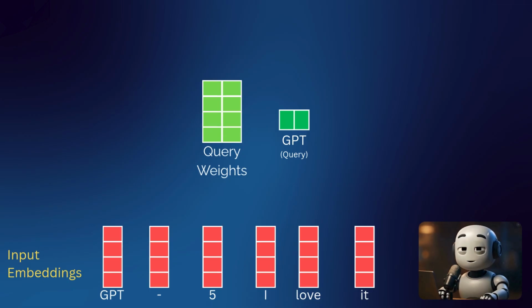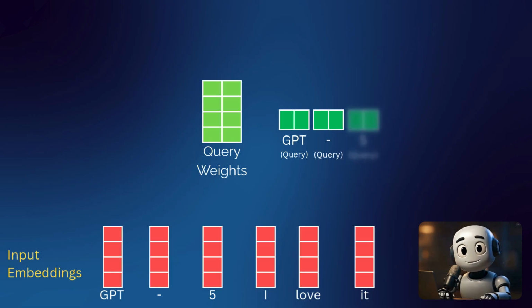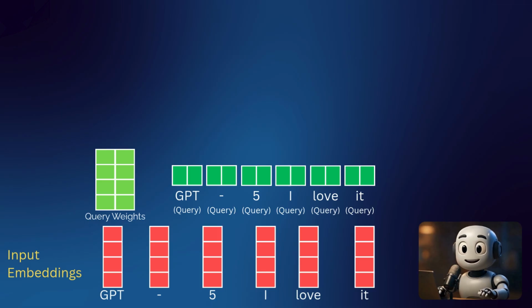So we're going to do exactly the same thing for the dash. We take the list of 4 numbers, the input embedding, we multiply it by the query weights, and that gives us 2 new numbers for the dash. And we do exactly the same thing for all of the other tokens. So we now have a new list of 2 numbers for each of our tokens, and these are going to be called the queries for each token.